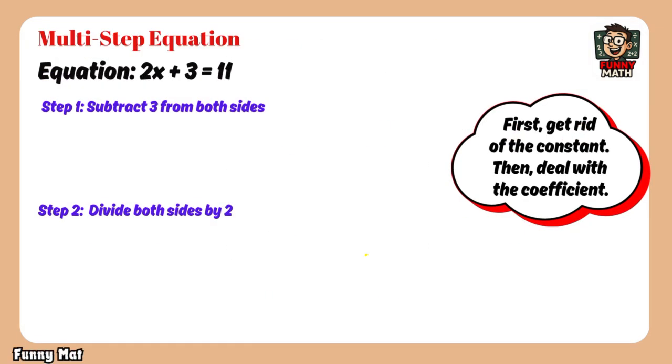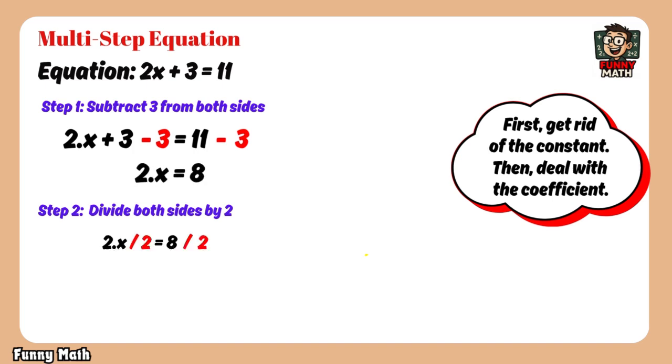Multi-step equation. Equation: 2x plus 3 equals 11. Step 1, subtract 3 from both sides. Step 2, divide both sides by 2. First, get rid of the constant. Then, deal with the coefficient.